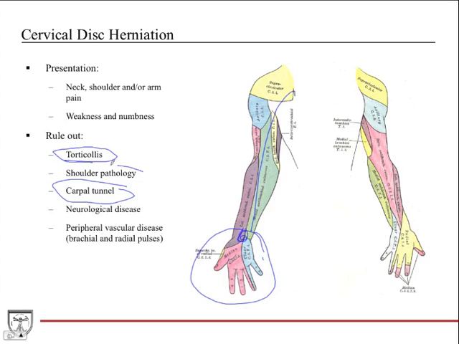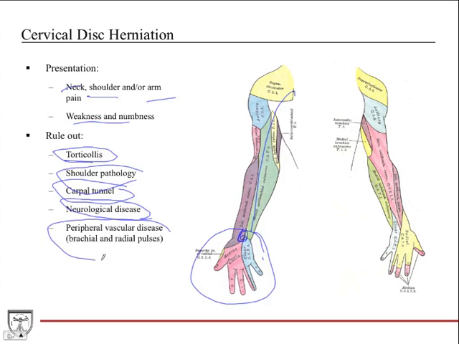You want to rule out shoulder pathology, because shoulder pathology can lead to neck pain, shoulder pain, and arm pain. It can cause weakness and numbness as well. As far as neurological disease, you want to rule out MS, carpal tunnel syndrome, like we talked about, and Lou Gehrig's disease.